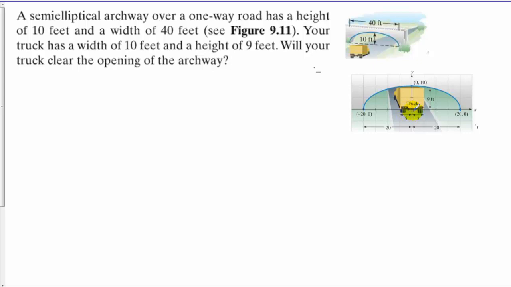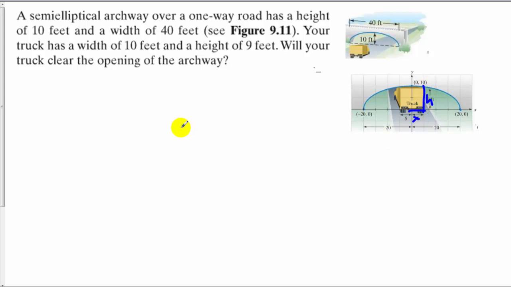So I know that if it's 40 wide, I have 20 on either side, 10 high, 10 from the road up. And then I know my truck is 5 by 5, and I'm trying to see if a 9-foot height truck will fit under that archway. So we've got to see how much room we have if I move 5 out, and how high will I be here.